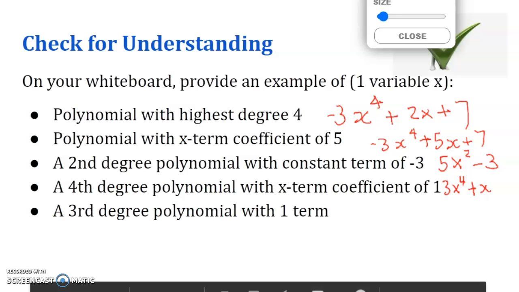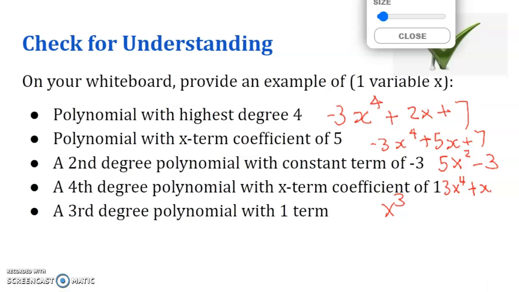Okay, a third degree polynomial with one term. So this is only a single term polynomial. That means you need x to the power of 3, and it can have any number in front of it.